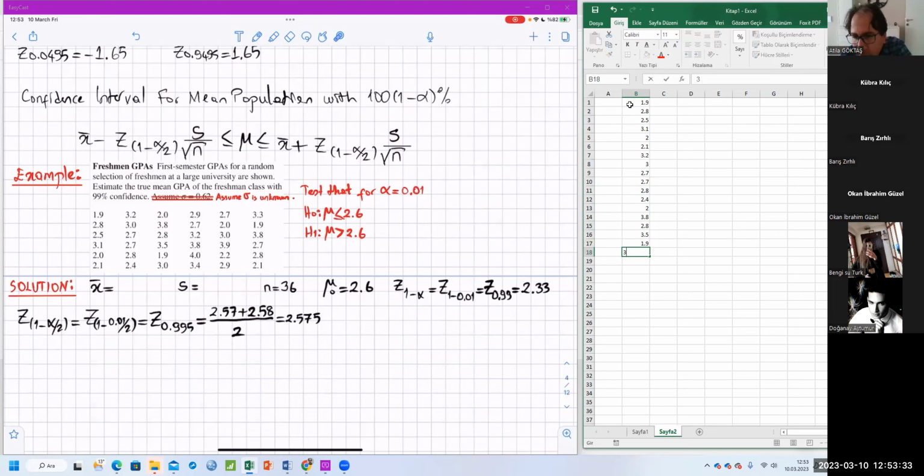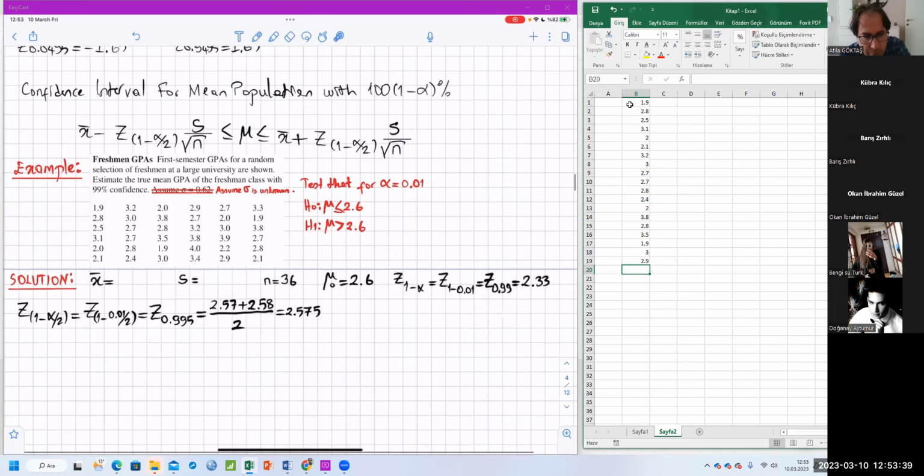1.9, 3. Oh, the next column, 2.9, 2.9, 2.7, 3.2, 3.8, 4, 3.4, 2.7, 2, 3, 3.9, 2.2, 2.9, 3.3, 1.9, 3.8, 2.7, 2.8, and 2.1. Okay, the 36 values are entered.